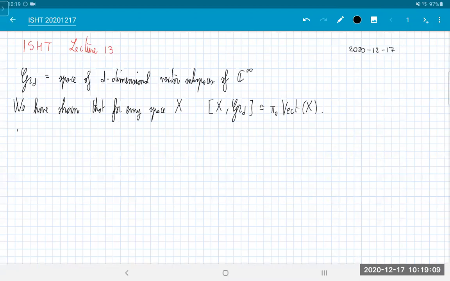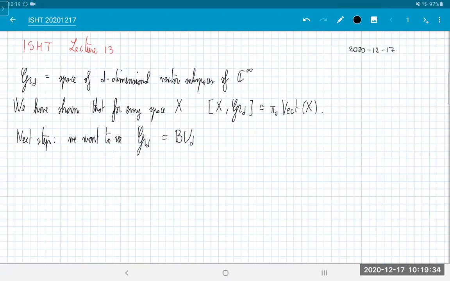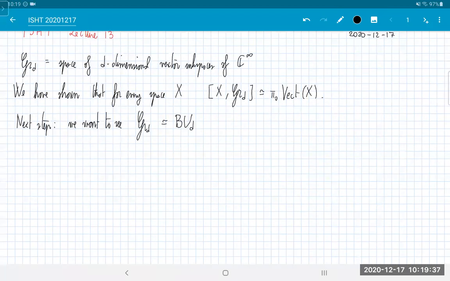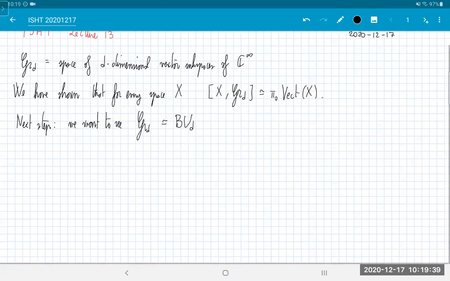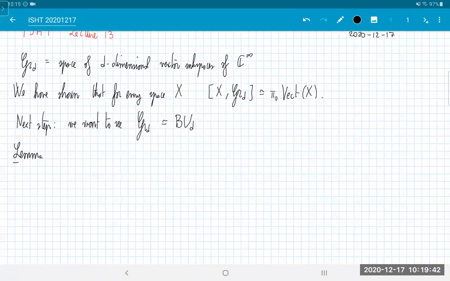And the next step is we want to see GRD is the same as BUD, the classifying space of the d-dimensional unitary group, seen as a E1 space. You know, every topological monoid is in particular a E1 space. So we get to talk about its classifying space. And in order to do that, we have proven a criterion that's very helpful.